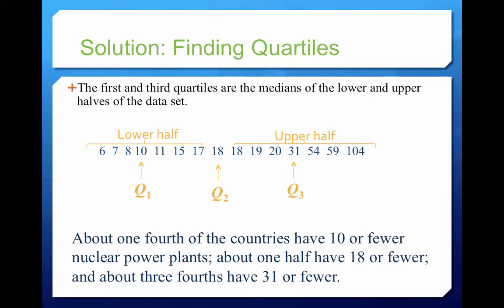All right, now let's do the same for the upper half. All right, we have our upper half of data, 18 through 104. We're looking for the median here, and the median is the middle number, or 31. And so Q3 corresponds to 31. About 3/4 of the countries have 31 or fewer nuclear power plants.